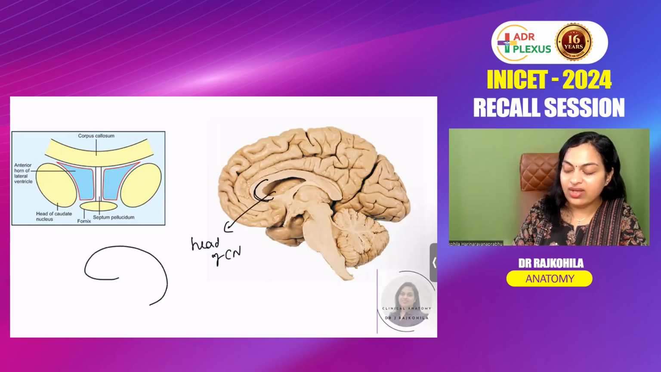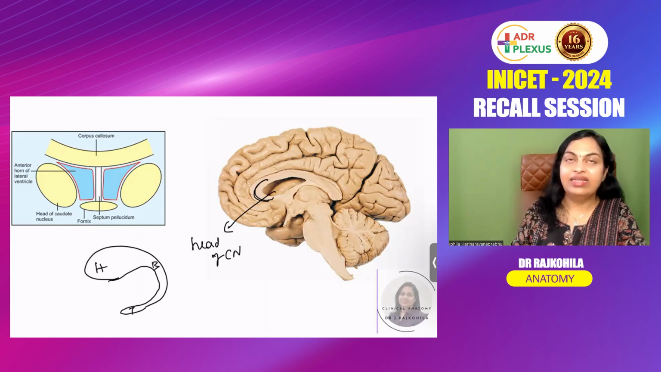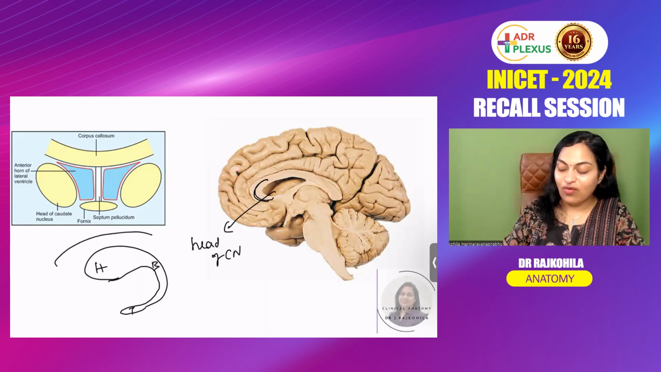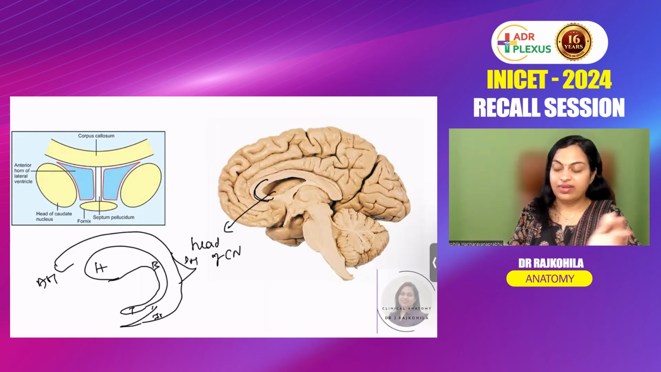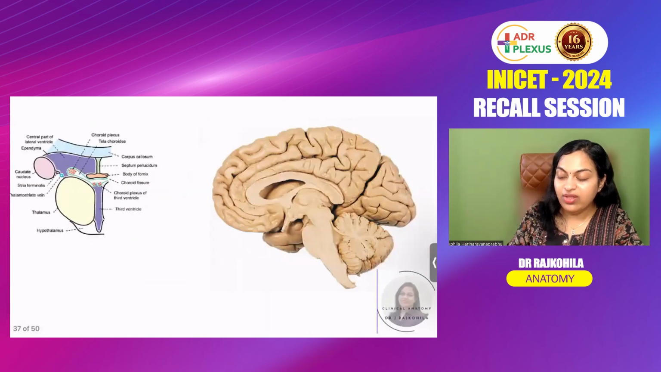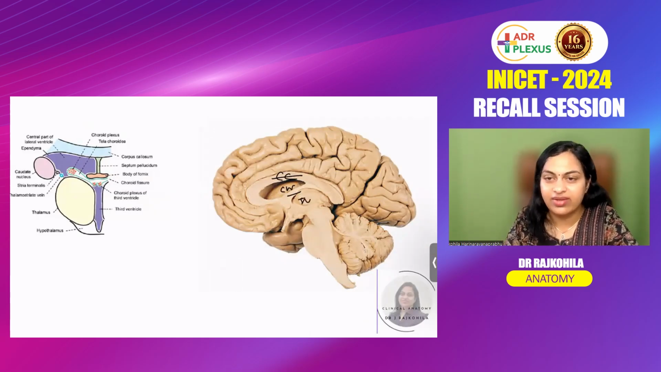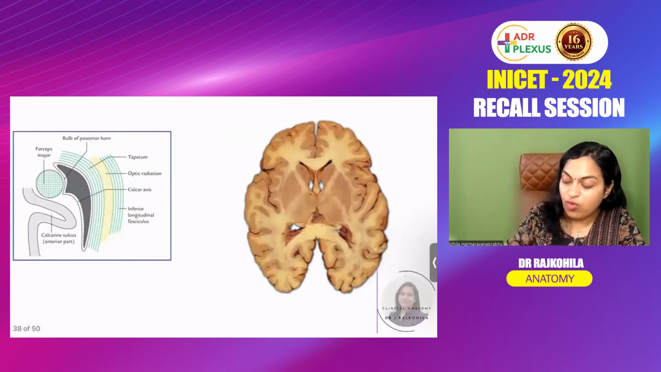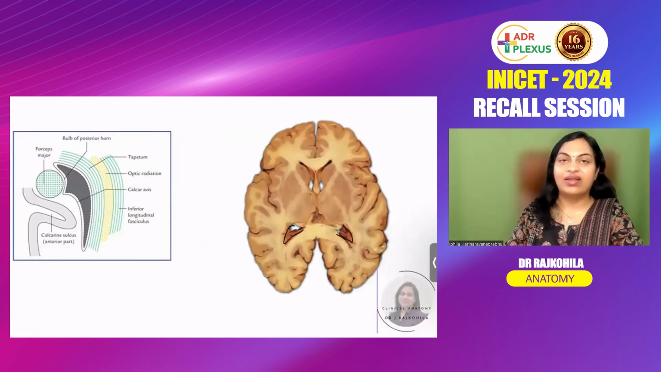The caudate nucleus is again a comma-shaped structure. It has a head, a body, and a tail that will follow the curvature of your ventricle: the anterior horn, the inferior horn, and the posterior horn. Now coming to the boundaries of the central part of the lateral ventricle, it is bounded above by the corpus callosum and below by the caudate nucleus, the thalamus, the fornix, the thalamostriate vein, the stria terminalis, all that. This is the posterior horn of the lateral ventricle.